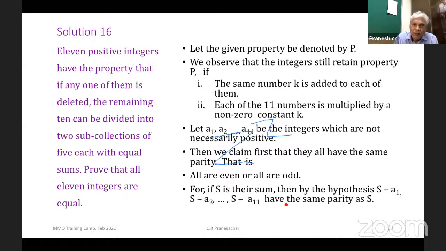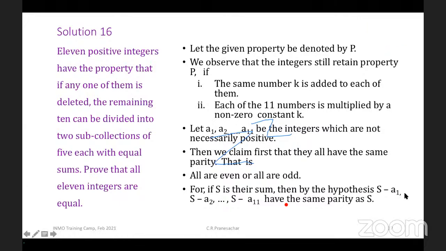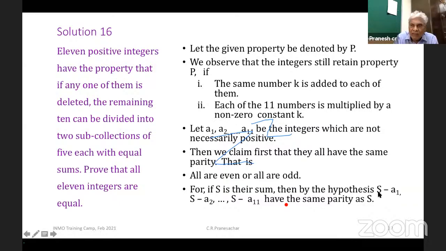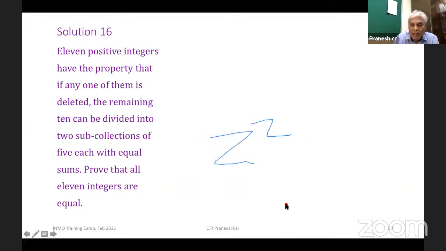Exactly. If you look at S as their sum, then S minus a1: if you delete one integer, the remaining 10 integers can be divided into 2 equal parts. Therefore, S minus a1 will be even. Similarly, S minus a2 will be even, S minus a11 will be even. Therefore, all the 11 numbers will have the same parity as S.